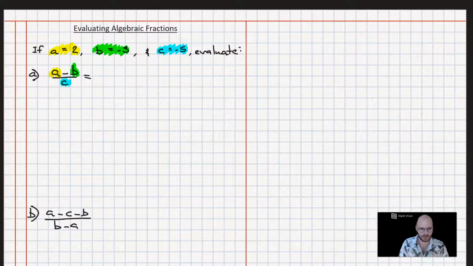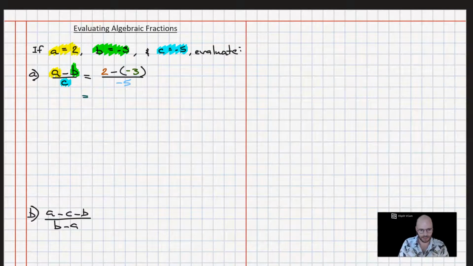So first one is we see A, so I'm going to replace that with the value of 2. Then we see minus. Then we've got B, and B is equal to minus 3. So I'm going to put some brackets here, and then I'm going to put in my value of B, which is minus 3. Going across, we put in our division symbol, or our fraction symbol. Then I'm going to write down C. So the value of C in this case is minus 5.